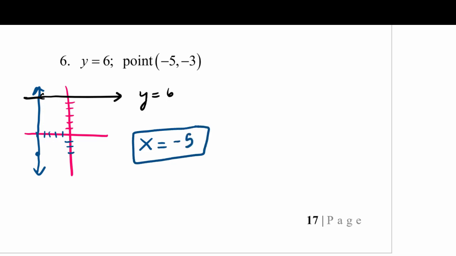So again, vertical and horizontal lines being perpendicular to each other, we can use that fact to find these equations. I hope that helps. Keep practicing. You're doing great.